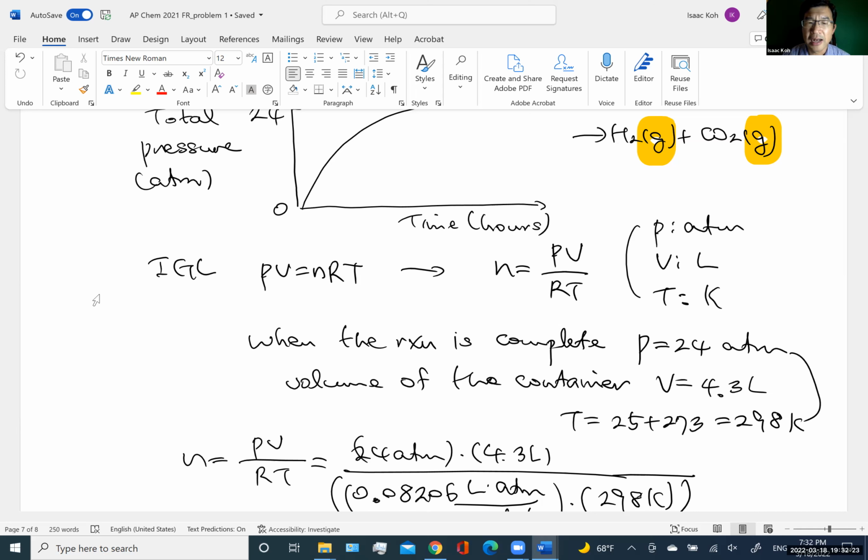Okay, here R is the gas constant, 0.08206 liter atm per mole K. So the pressure in the equation must be in atm, volume must be in liters, and temperature must be in Kelvin. Many times pressure is given in millimeters of mercury, mmHg, then we need to divide by 760 to turn it into atm.